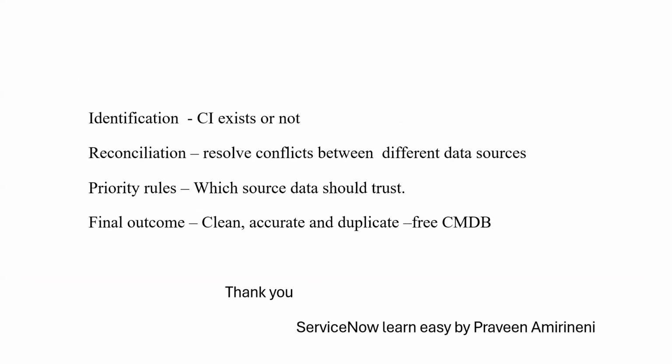Next one. We conclude this as: identification is used to check whether the CI already exists or not. Reconciliation is used to resolve conflicts between different data sources. And priority rules are used to decide which source data should be trusted. The final outcome is a clean, accurate, and duplicate-free CMDB.